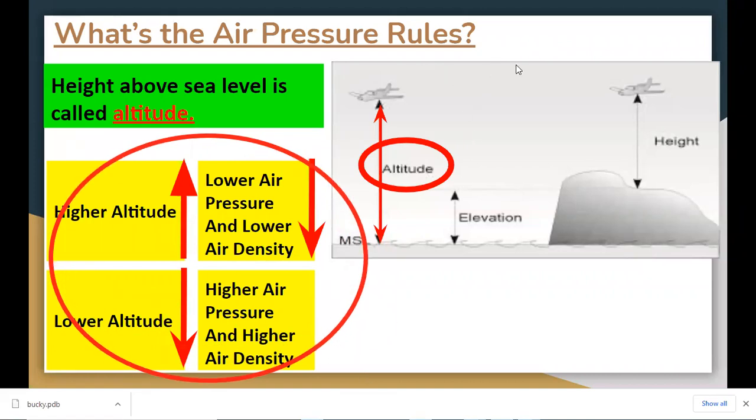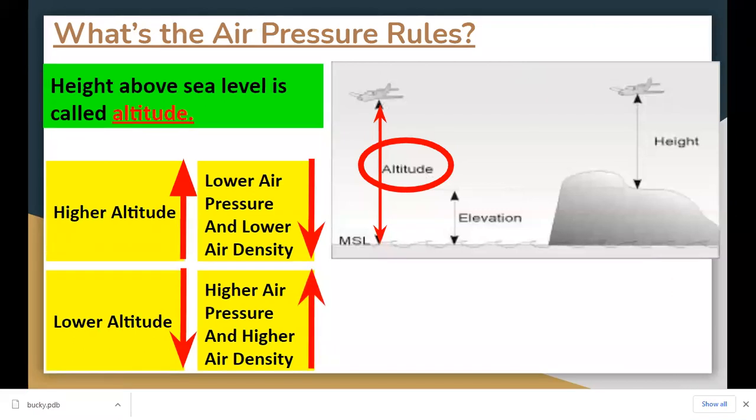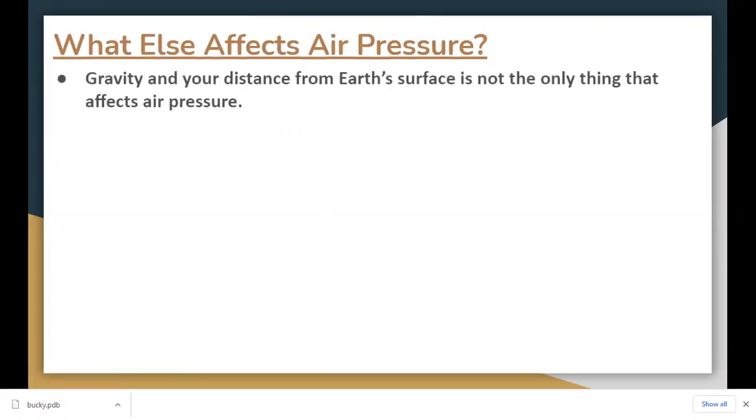Okay, let's move on. Oh, I forgot my arrow there. Okay, let's keep going. What else affects air pressure? Well, we've learned that altitude affects air pressure, right? What else? Gravity and your distance from Earth's surface is not the only thing that affects your air pressure. Temperature also affects the air pressure. How do you think temperature works with air pressure?